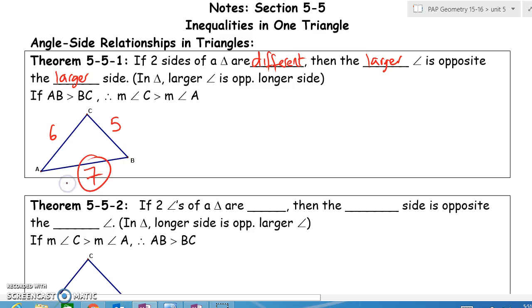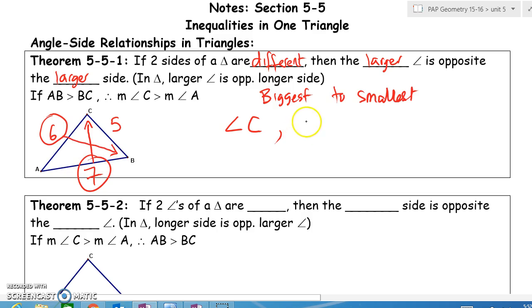Well, you would probably agree that right here is the biggest side. And according to our new theorem, the biggest angle is going to be opposite the biggest side. So angle C is definitely the biggest. Alright, so if we list these from biggest to smallest, then what's going to be next? So the next biggest side is this one, which means the next biggest angle is going to be angle B. And then finally, the last remaining angle is angle A.